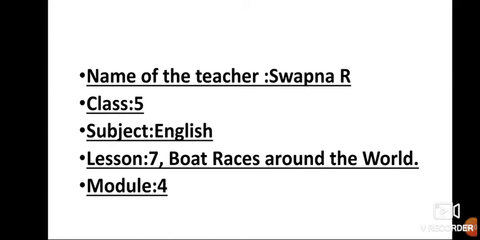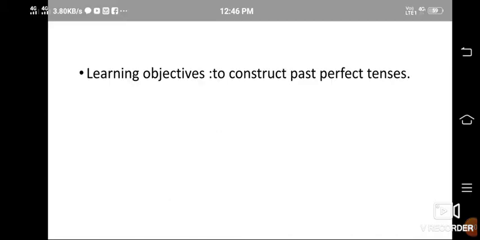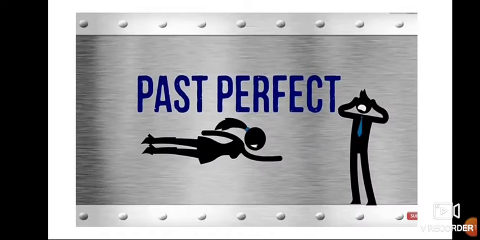Dear all, this is Class 5 English Lesson 7, Boat Races Around the World, Module 4. Children, in this module, you are going to learn past perfect tense.